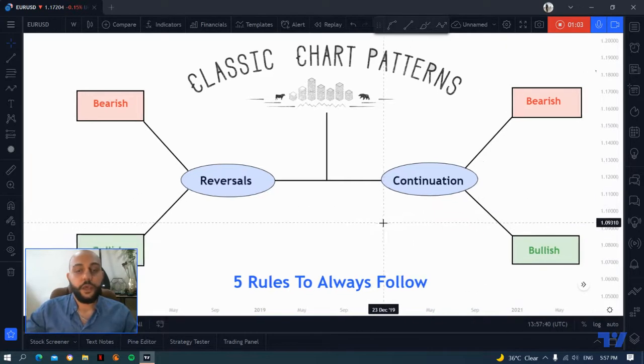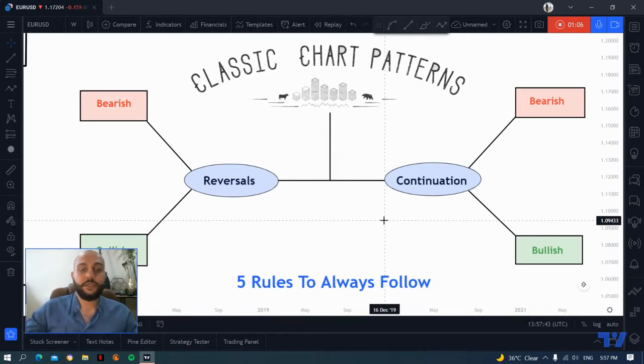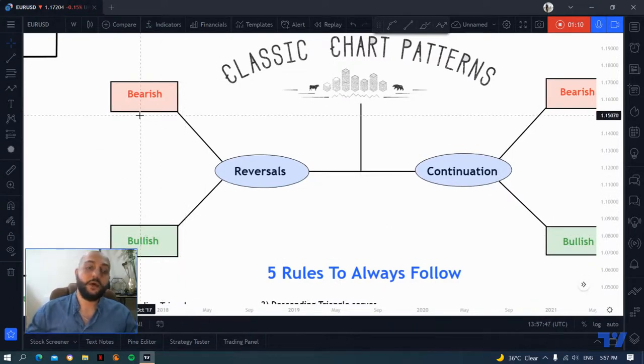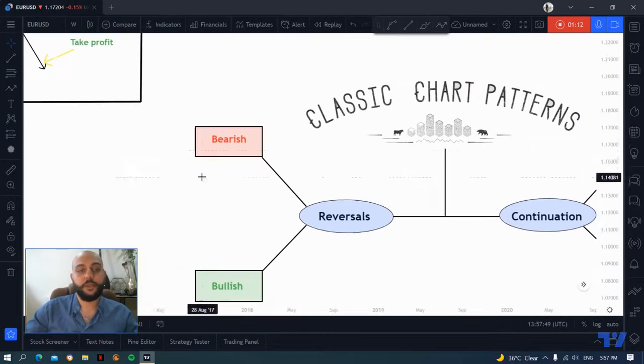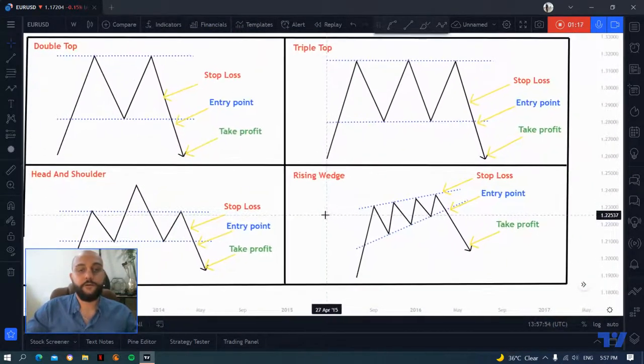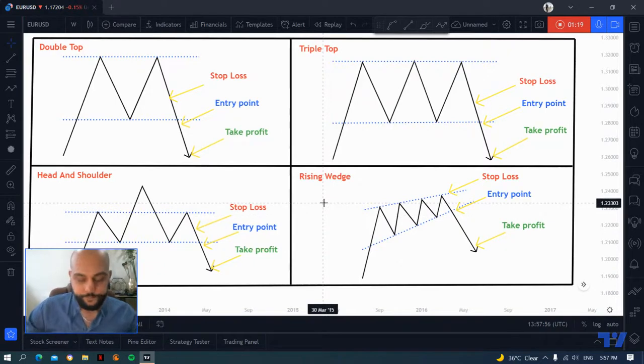So we have two types of patterns in each category. We have bearish and bullish. Bearish means that the market is going down. Bullish means that the market is going up. Let's start with the bearish right here. So we have 4 different types here.